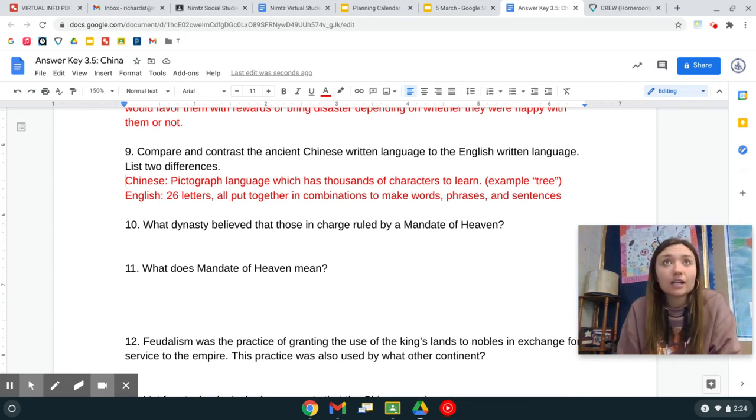And what about a color, like the color red or the color yellow? How would you describe or draw that? So sometimes they just had to make new characters, okay? So there's a lot of them, thousands. In English, however, we have 26 letters, and we put those in different combinations to make words, phrases, and sentences. So we use the same 26, but in a multitude of different ways, okay?